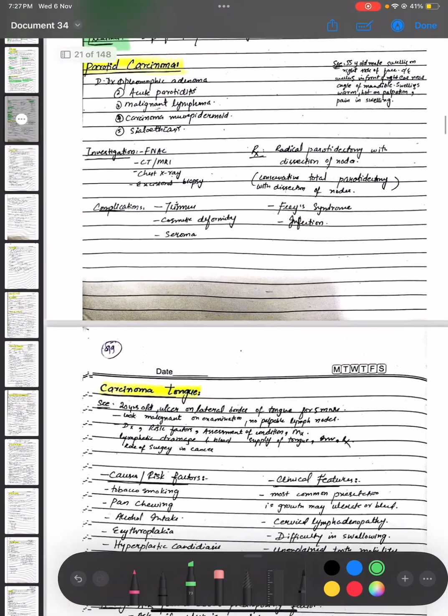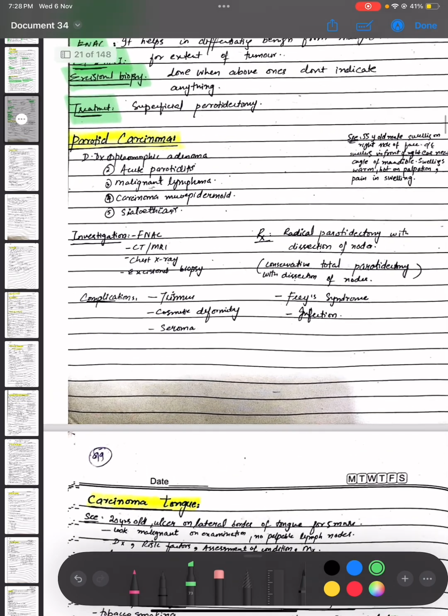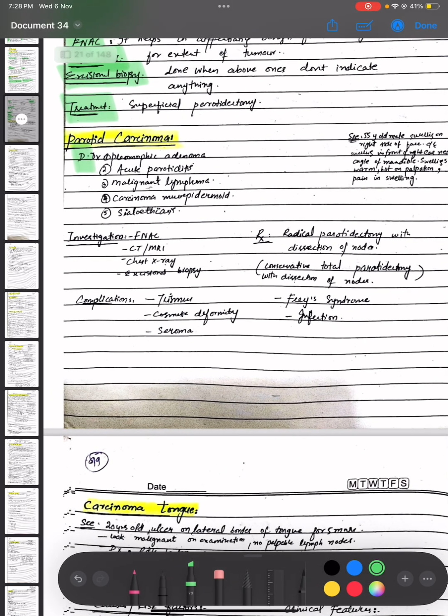Now, coming towards the parotid carcinoma, what are the differential diagnoses of parotid carcinoma? These are pleomorphic adenoma, acute parotiditis, malignant lymphoma, carcinoma, mucoepidermoid, and cholelithiasis. What are the investigations? We will do the fine needle aspiration, the CT and MRI, the chest X-ray, and the excisional biopsy. What are the complications? Trismus, cosmetic deformity, and seroma are the complications.